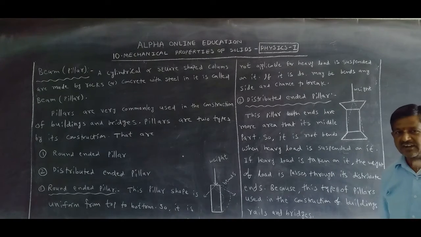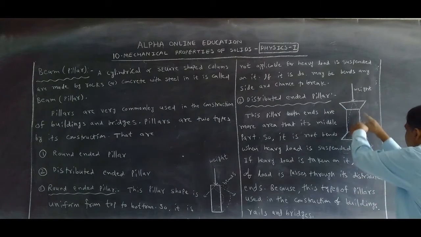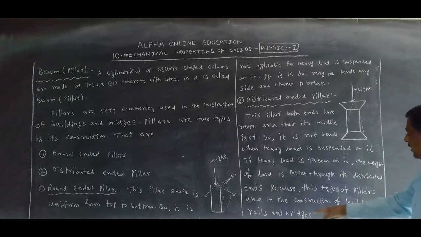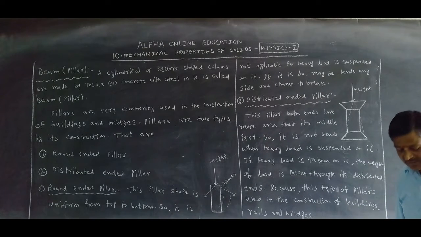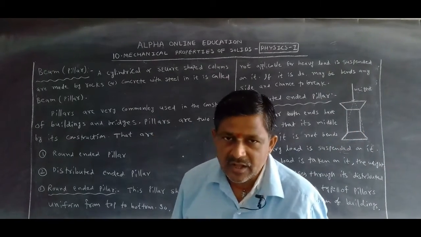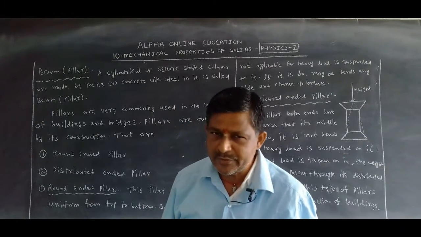You can see the railway track, how the rail is present like this. On the railway track, a rail is present. This is one rail, this is one rail, and also on bridges. Okay, this is about the types of pillars or types of beams. One is the round ended pillar, another is the distributed ended pillar.